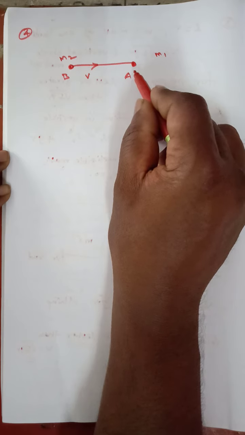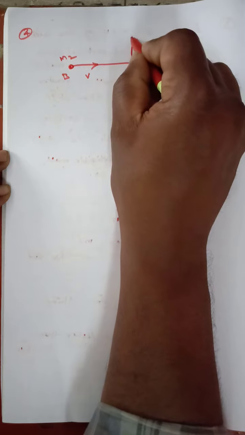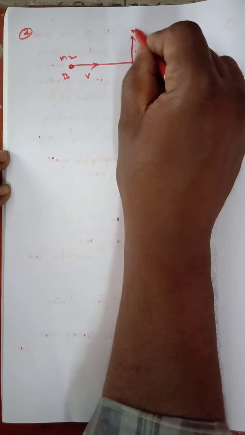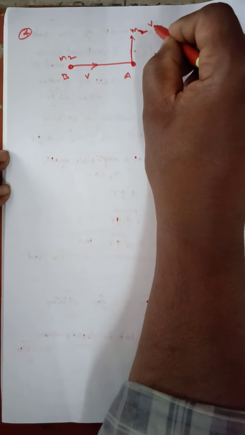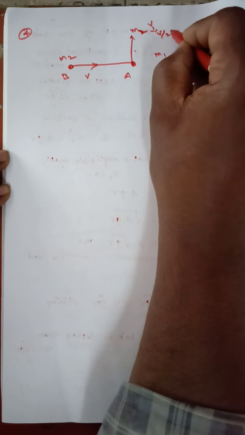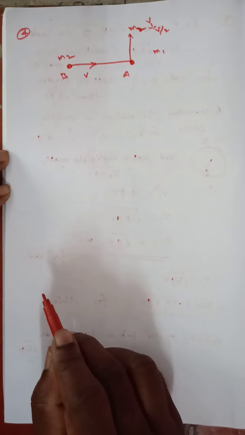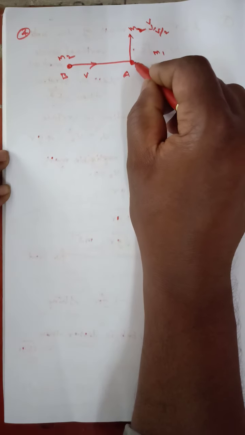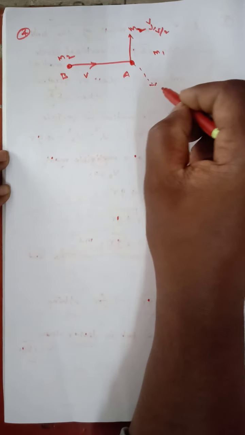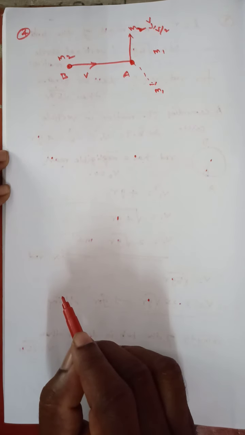the object moves with velocity at right angles. So in this direction, m2, the velocity is v, which is reduced, so we write v by 2. V by 2 is the reduced velocity for object B. But A moves in this direction. They are asking, what is the angle of object A after collision with B?